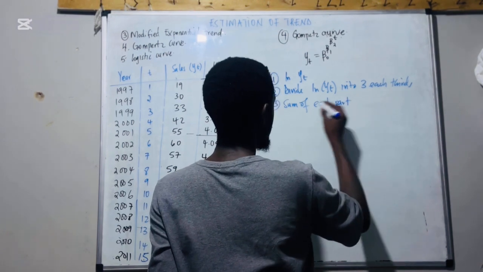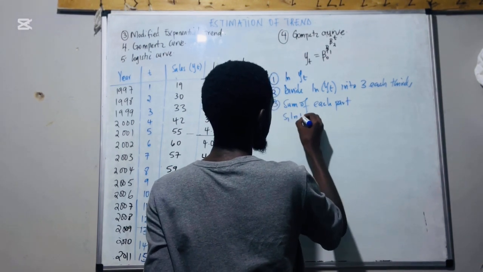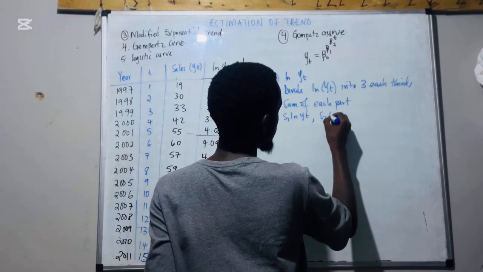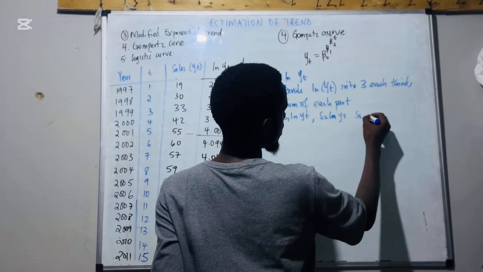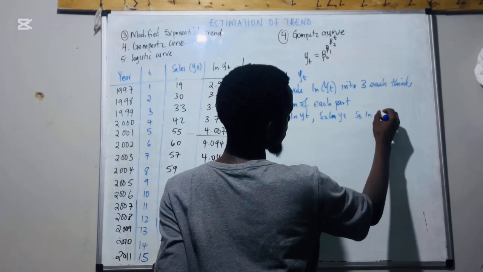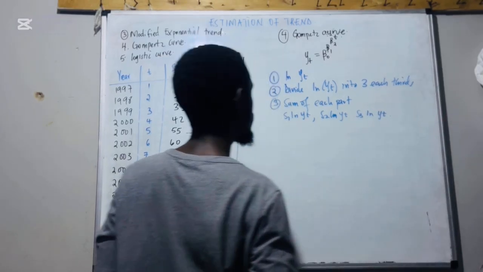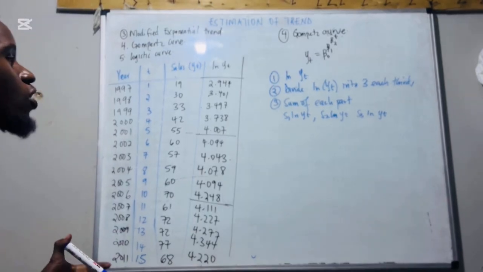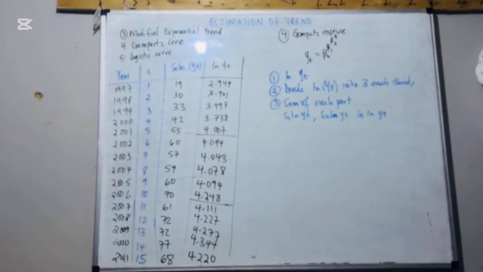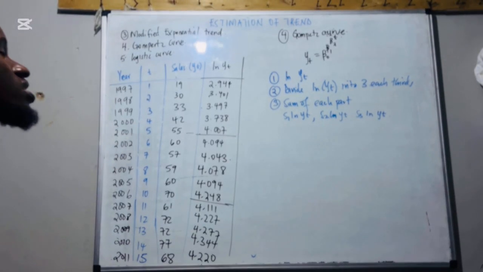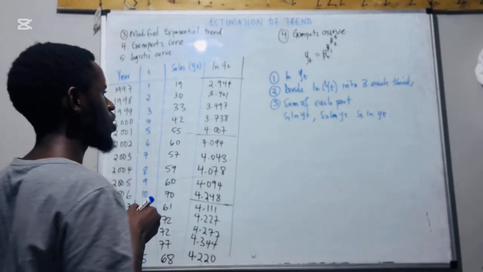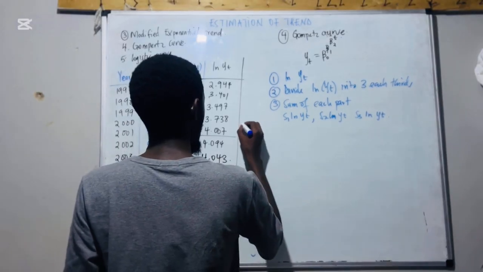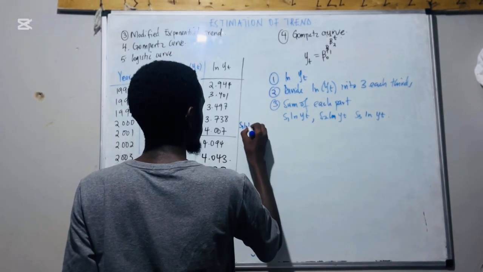In order for us to get S1 ln yt, S2 ln yt, and then S3 ln yt. Now if we are able to find all those 3 parts, then we shall be able to see how we can get our Gompertz curve, our beta naught, beta 1 and beta 2. Now from here, members, we shall need to find our S1. Now what's our S1 ln yt?